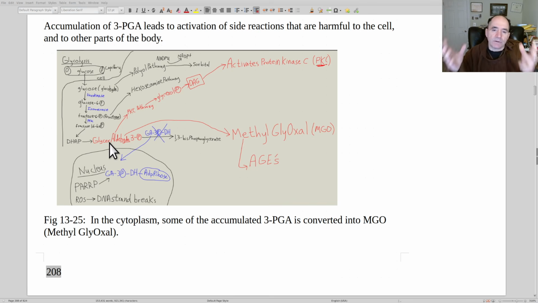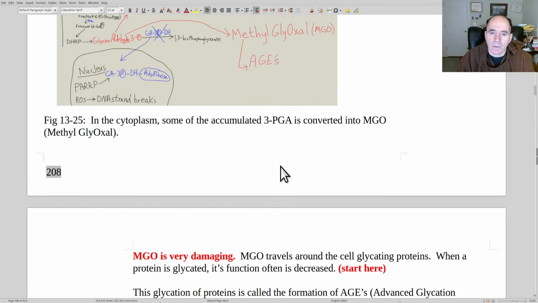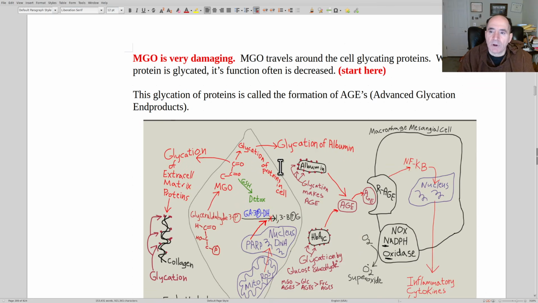And when substrates accumulate, then they start to run down side reactions, okay? They can become diacylglyceride, and that will also activate protein kinase C to inhibit the glucose type 4 transporters from going up to the plasma membrane. For our purposes at the moment, though, we especially want to focus on it getting converted into something called methylglyoxal, usually abbreviated MGO. And MGO will form advanced glycation end products. Okay, MGO can be very damaging.